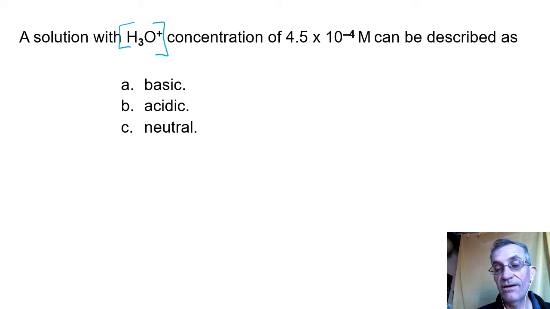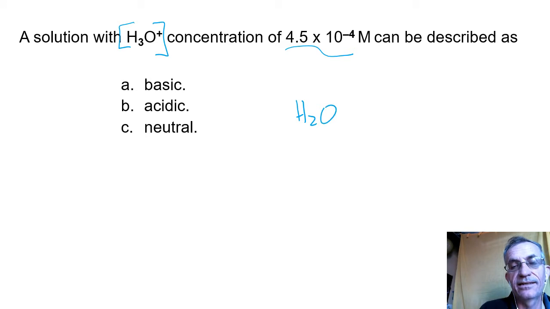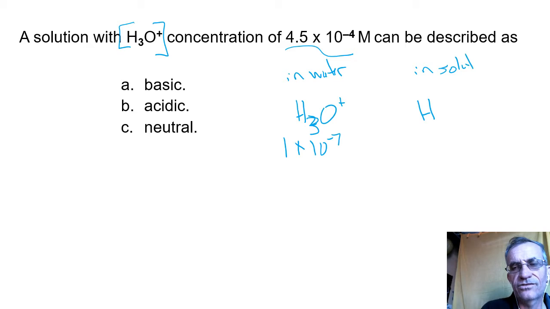Well, the way you can figure this out, again without doing any math at all, is take this number and compare it to what you find in something that's neutral, like, for example, water. In water, the amount of hydronium ion is 1 times 10 to the minus 7. In this solution, the amount of hydronium ion is 4.5 times 10 to the minus 4.